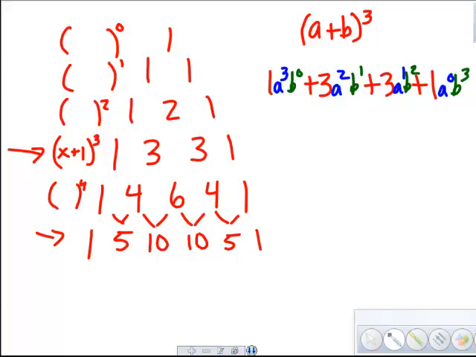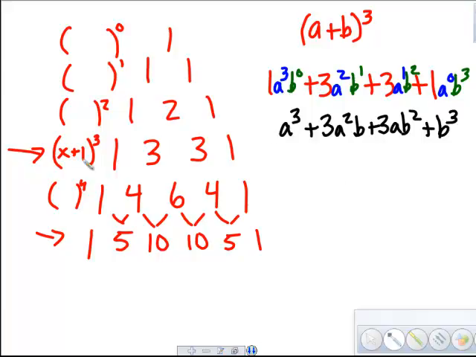So now let's clean this up a little bit. Let's see what we got. Anything to the 0 power is 1, and then 1 times a to the third will just be a to the third, right? And then this will just simplify to 3a squared b, and then this will just be 3a b squared, and then a to the 0 will just be 1, and then b to the third power times 1 will just be b to the third power. Okay? That's how you do that.